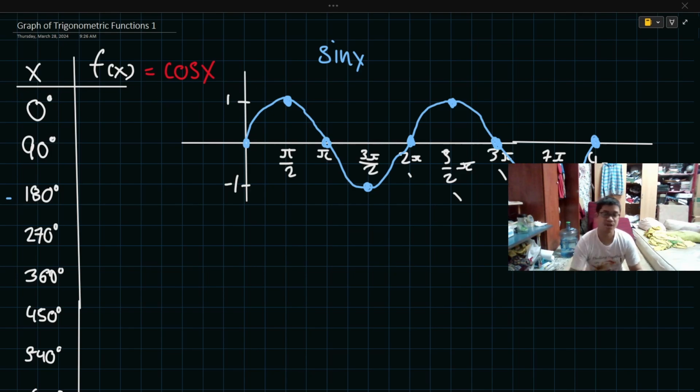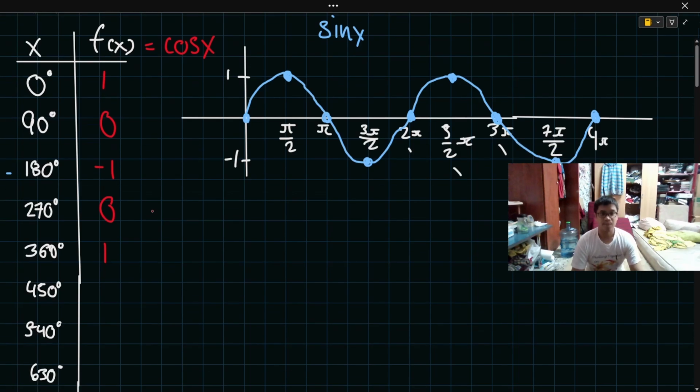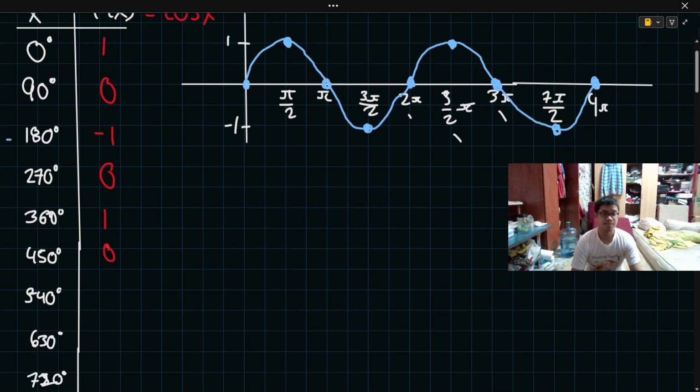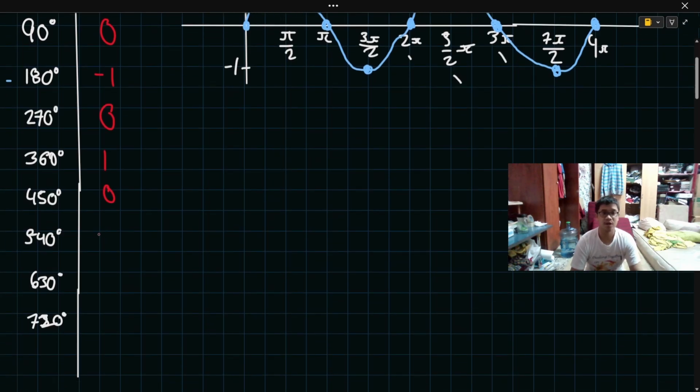If I substitute 0 degrees to cosine, that would be 1. 90 degrees, 0. 180 degrees, -1. 270, 0. 360, 1. So from 0 to 360 degrees, in one whole rotation or revolution, you have these values: 1, 0, -1, 0, 1. Next, 450 degrees, 0. 540 degrees, you will get negative 1. 630 degrees, 0. Then lastly, 720 degrees, 1.